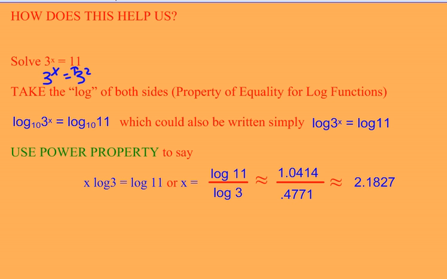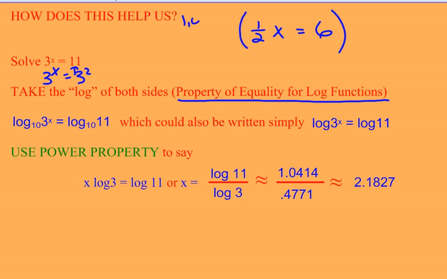Or change the 3 and the 11 to be the same base. So because of that, we use what's called the property of equality for log functions, and we take a log to both sides. That sounds kind of weird, but think about how sometimes we'll have problems like this: 1/2 x equals 6. And to solve this problem, what do we do? We multiply both sides by 2, right? So as long as we're doing something to both sides of the equation, it can be anything. I could choose to multiply both sides by 1,000,000. Probably wouldn't, but I could, as long as I do it to both sides of the equation.